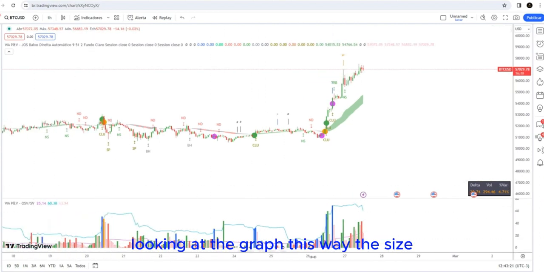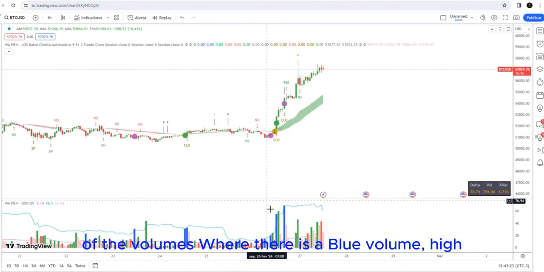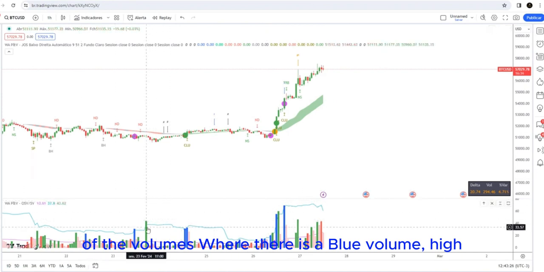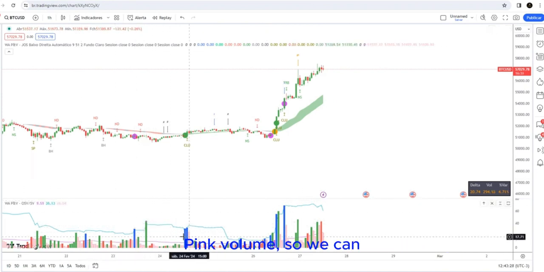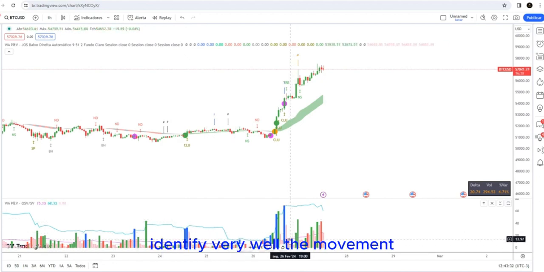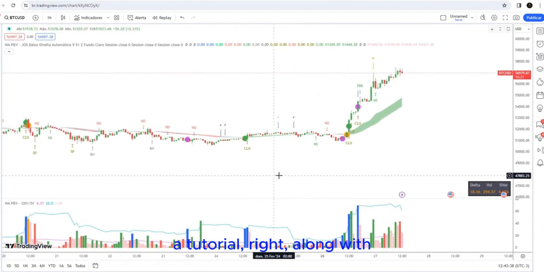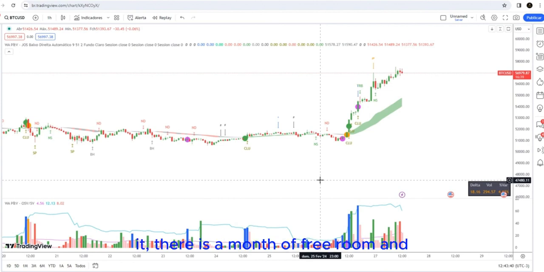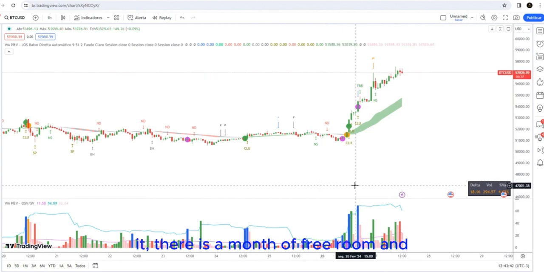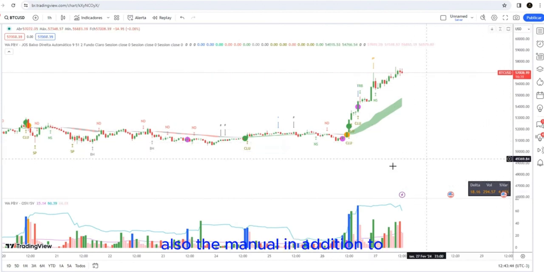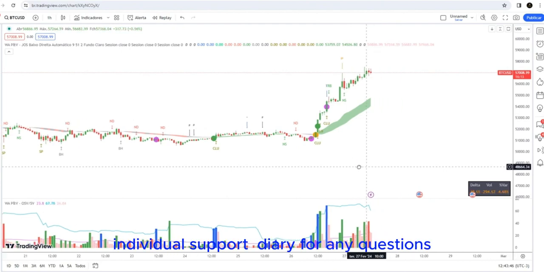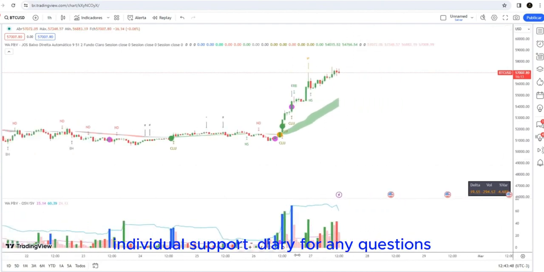Looking at the graph this way, the size of the volumes, where there is a blue volume, high volume, pink volume, we can identify very well the movement of the large players. Remembering that there is a tutorial along with it. There is a month of free room and also the manual, in addition to individual daily support for any questions.